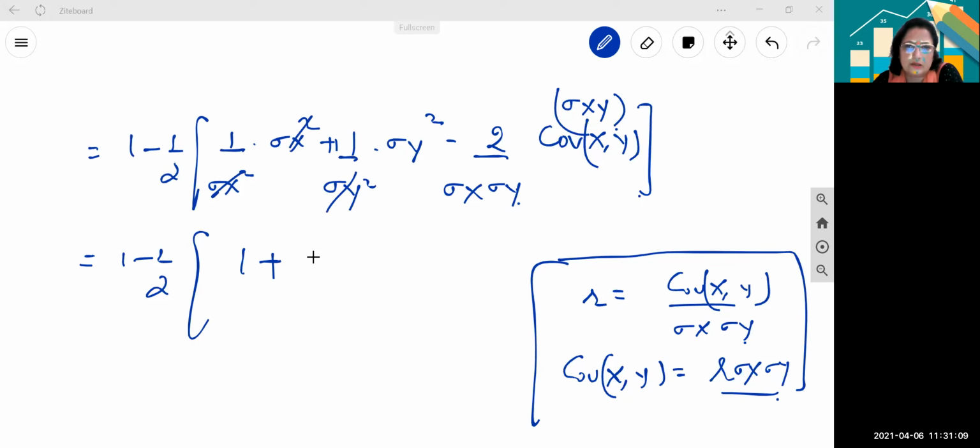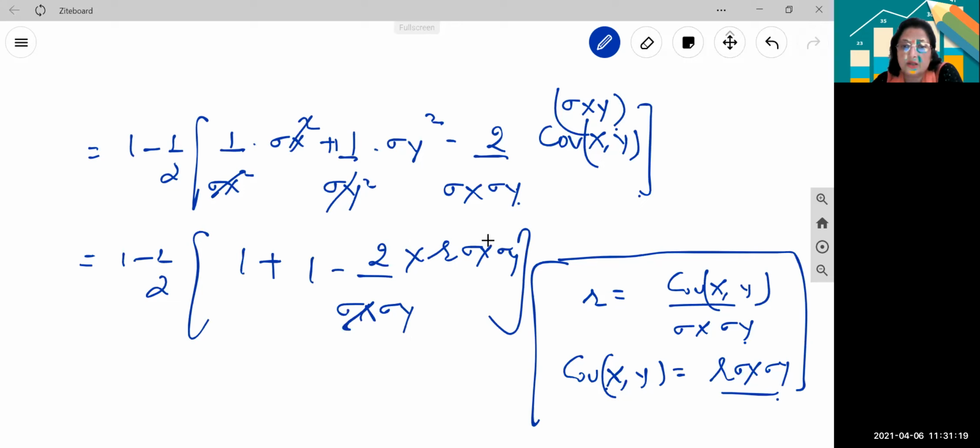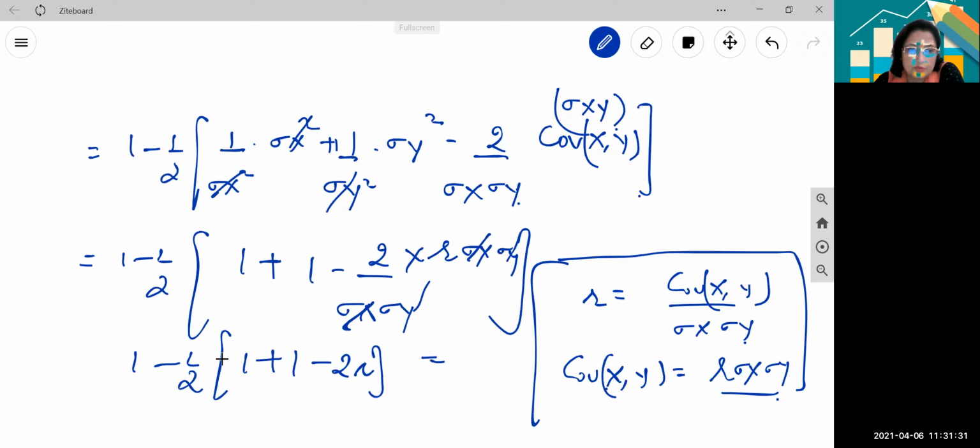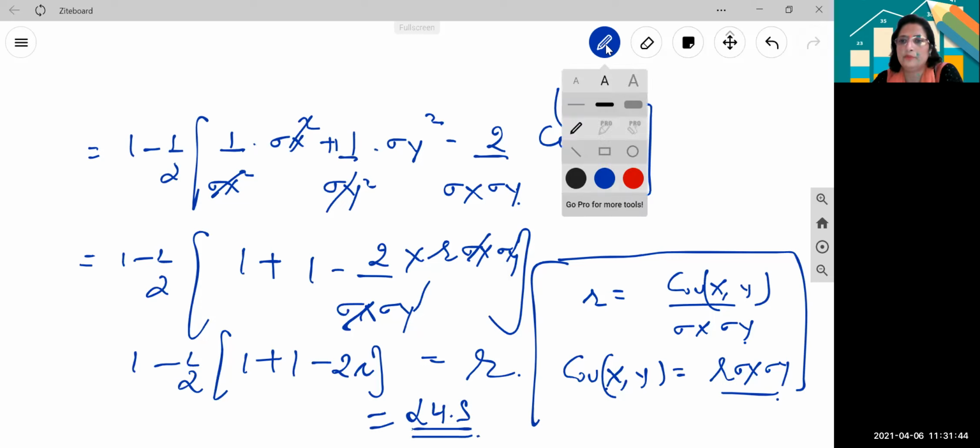plus, that will be cancelled out, 1 minus 2 upon sigma x sigma y. Here you will put this value of covariance, r sigma x sigma y. So all values will be cut from the denominator and numerator. So we are left with 1 minus 1 by 2, 1 plus 1 minus 2r. So that comes out to be 1 plus 1, 2. When you solve this total expression, what you will get is equal to r, and this is nothing but the left hand side that we wanted to prove. Hence we have proved that.